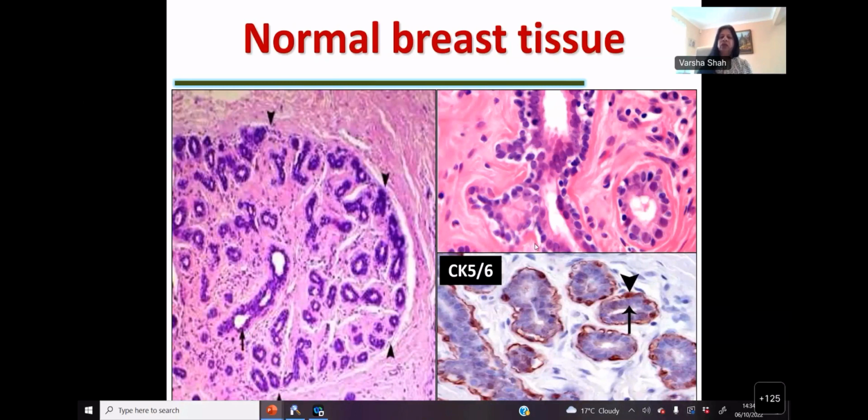And just outside the myoepithelial layer, there is a thin basement membrane, which is very difficult to see on H&E, but can be highlighted by special stains for the basement membrane. And this is highlighted by the CK5-6 stain, which would stain the inner epithelial cells patchily, as well as the myoepithelial layer.